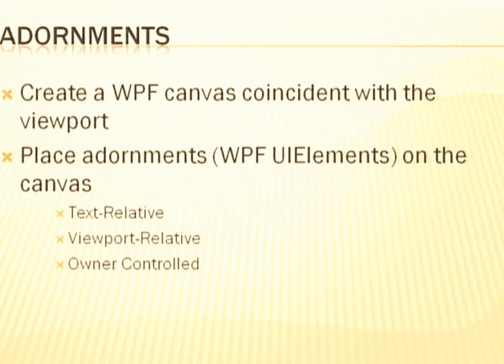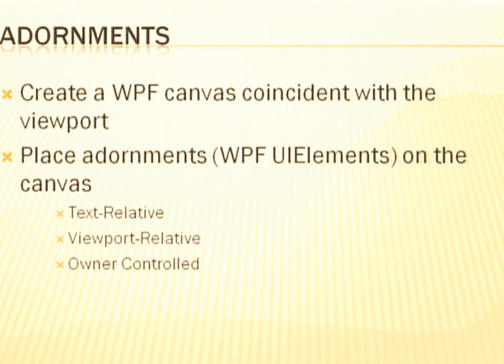But the most important way you can affect the UI is the thing we call adornments. And adornments are simply WPF UI elements that you can cause to be rendered by the editor with your text. And the way you do that is to create an adornment layer, which is a WPF canvas that's coincident with the viewport, has the same coordinate system as the viewport. There's a stack of these things. You can order them, so you can position your canvas above or below the text and also relative to other adornment layers.